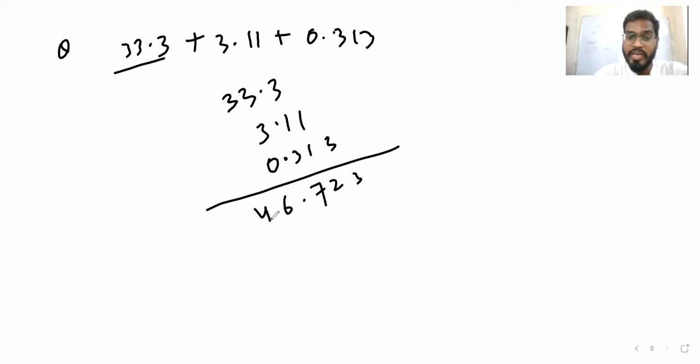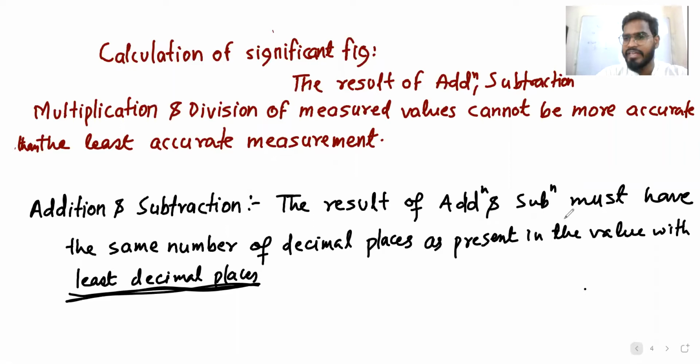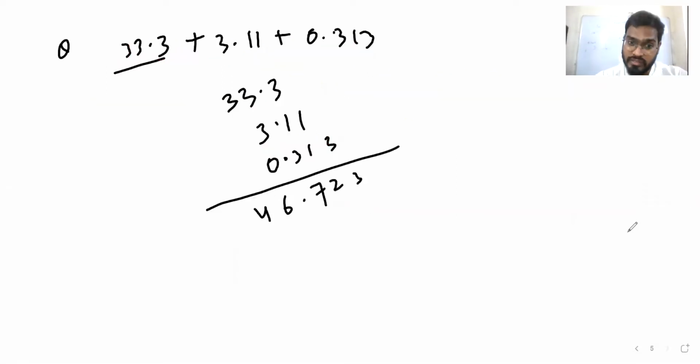46.723. What are you supposed to take after the decimal? Only 1, right? What is the question here? The result of addition and subtraction must have the same number of decimal places as the value with the least decimal places. So the least decimal place is this, correct? So you should have only 1. So what will you write now? Think. So after this it is what?